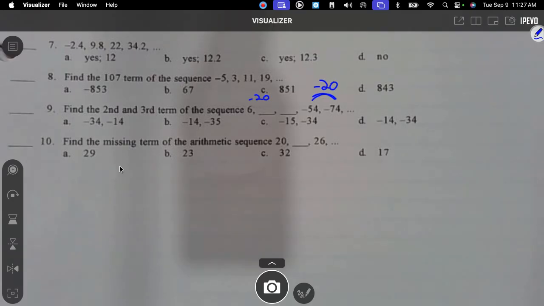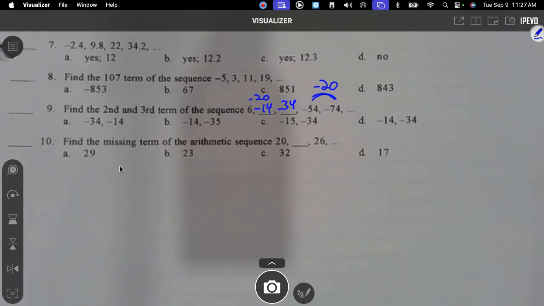Negative 14. This isn't really even what we learned the other day. That one's kind of hard. And then negative 14 minus 20 is negative 34. And then you would get D again. Lots of these.